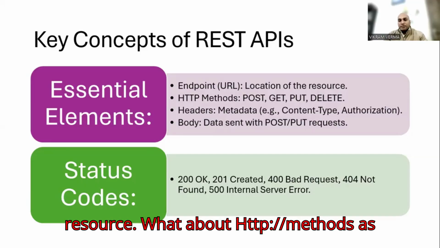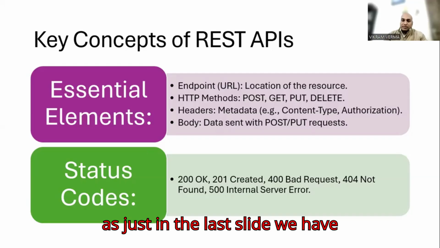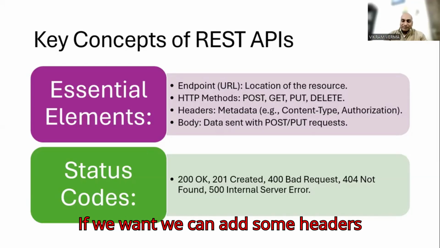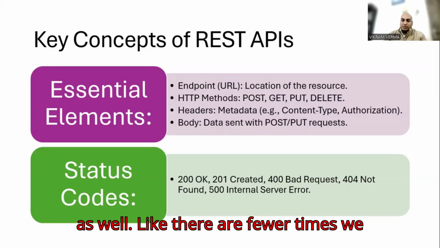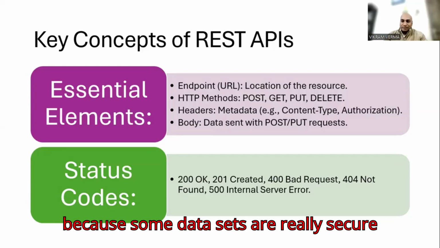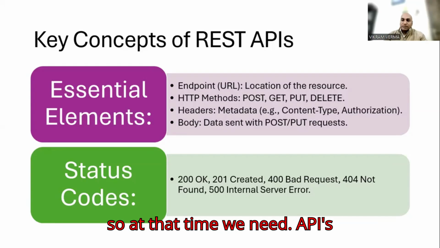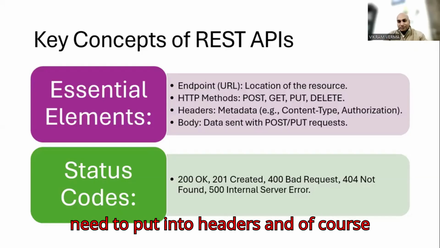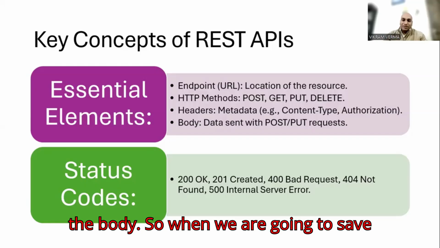What about HTTP methods? As we have just seen in the last slide, it has got POST, GET, PUT, and DELETE. If we want, we can add some headers as well. There are times we need an API key for getting the data, because some data sets are really secure. At that time we need API keys, authorization is required, content type is required. Such kind of stuff we need to put into headers. And of course the body.